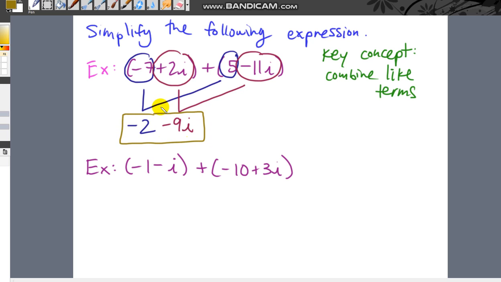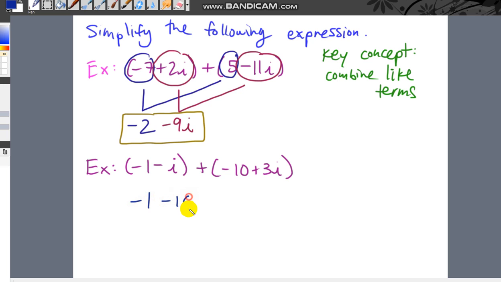Okay, now I'm going to show you the next example. So if I give you something like this, -1 minus i plus a -10 plus 3i. Okay, so what I see here is I look for my like terms. So this is a like term and this is a like term. I'll show you another way that you can do this. What you can do is you can just rearrange the order so it looks a little bit nicer.